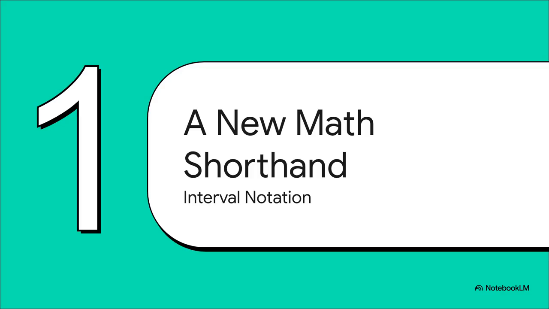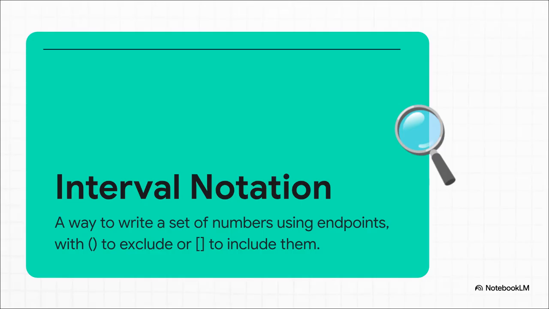We're about to learn the language of interval notation. And seriously, think of this like a secret code that makes describing groups of numbers so much easier. You're going to see this everywhere. So what exactly is this stuff? Well, it's pretty simple. You use two numbers to show the start and the end of a range. But here's the magic trick, the part you have to remember.